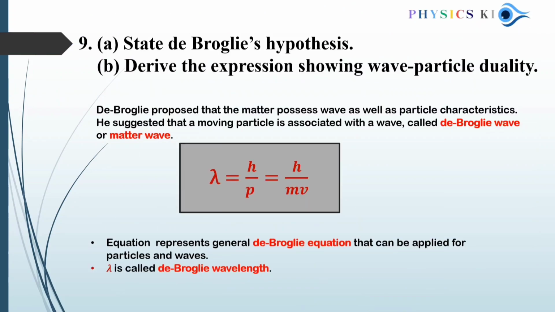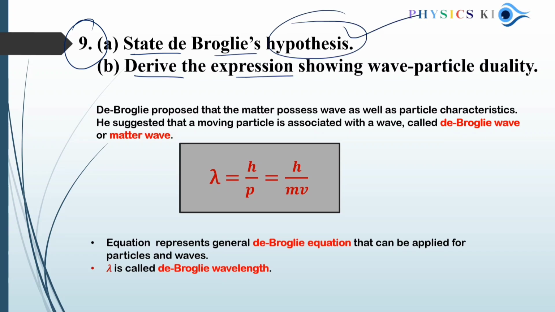Next question. Very important question. State the de Broglie hypothesis. First of all, write down the hypothesis and then derive the expression. Very simple. What is the de Broglie hypothesis? We already know. De Broglie proposed that matter has both wave as well as particle characteristics. And he suggested that a moving particle is associated with a wave that is called de Broglie wave or matter wave.